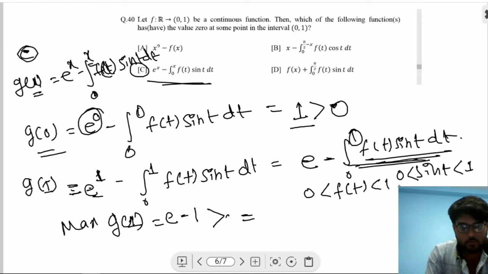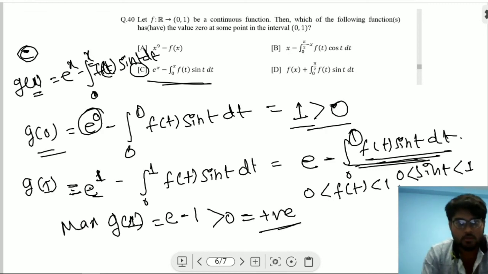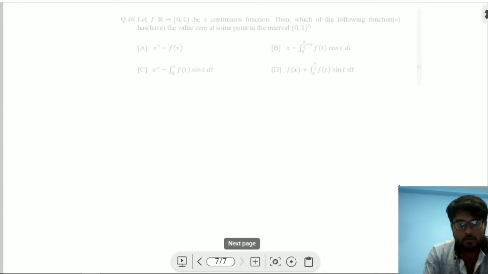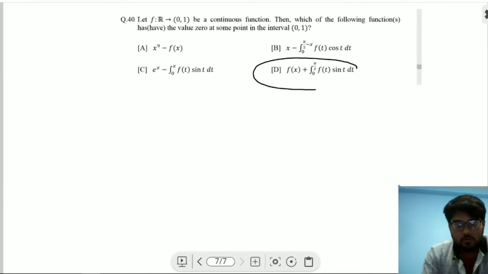So this is obviously positive. This is positive, this is positive, so no sign change has occurred in this interval. Both ends are positive, so this cannot be true. The value will not be 0 in this interval, correct? Yeah. So we'll check again for this one, option D.